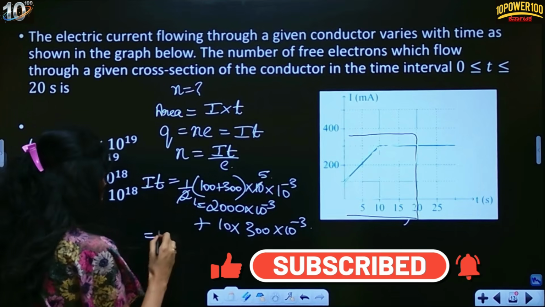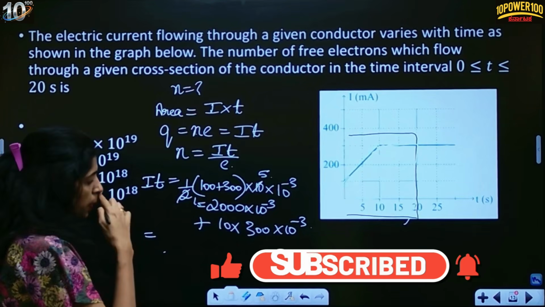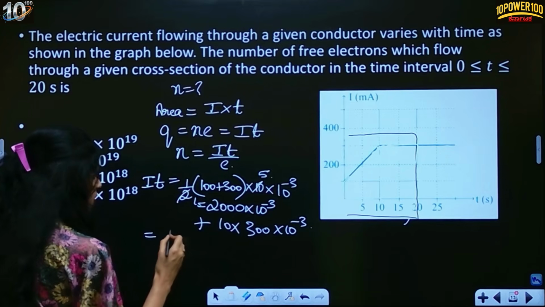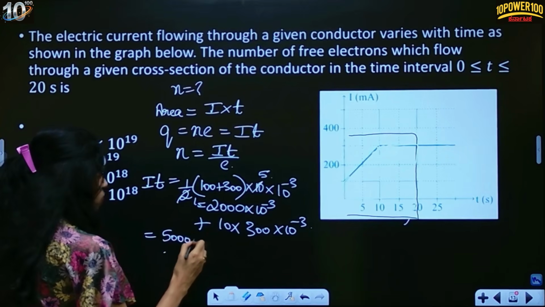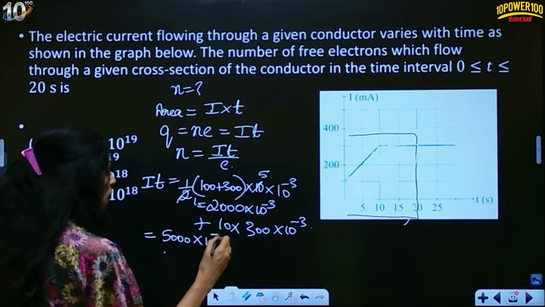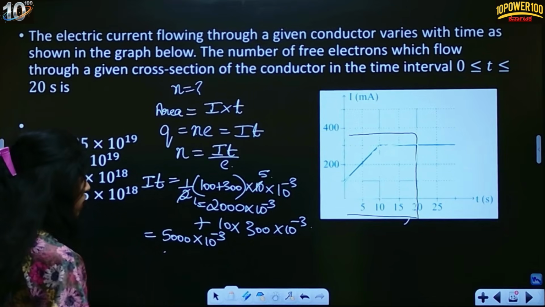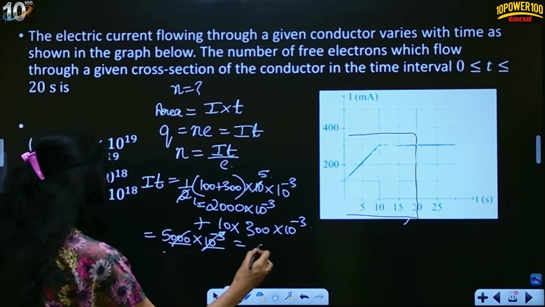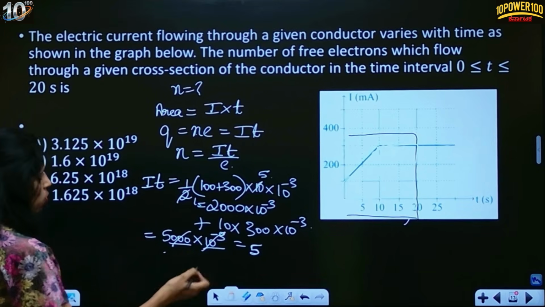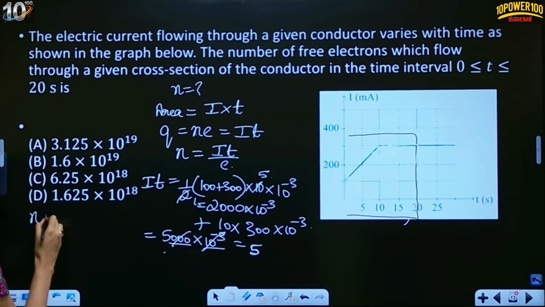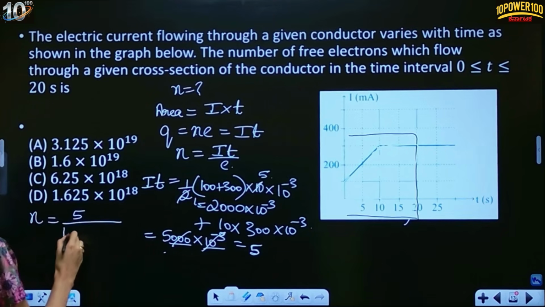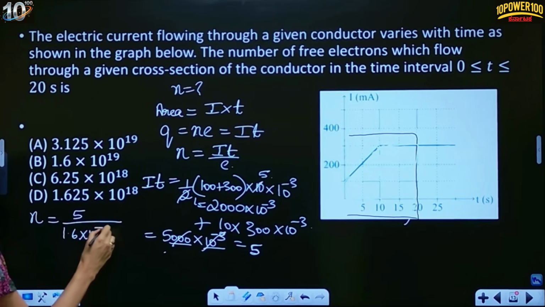The IT value is 2000 plus 10 into 300, which is 3000. So 3000 plus 2000 will be 5000. So 5000 into 10 power minus 3 will be common. So 10 power 3 is there and 10 power minus 3 is there, which get cancelled. So you will get 5 as the IT value. Now substitute: N equals IT as 5 divided by the E value, 1.6 into 10 raised to minus 19.